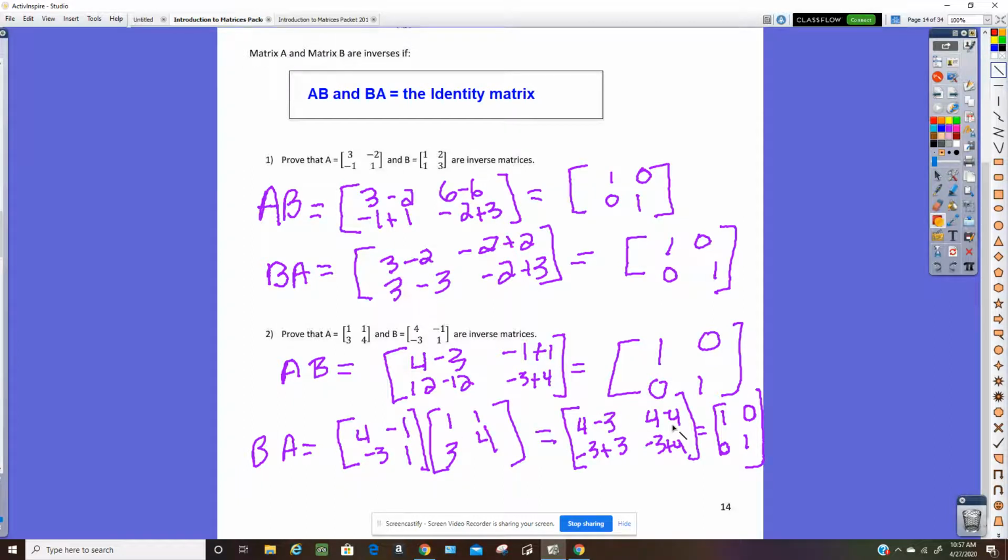And negative 1 times 4 is negative 4. Negative 3 times 1, negative 3. 1 times 3 is 3. Negative 3 times 1, negative 3. And 1 times 4 is 4. So when you sum these products together, once again, to get the identity, so if A times B and B times A is equal to the identity matrix, then the matrices are inverse of each other.